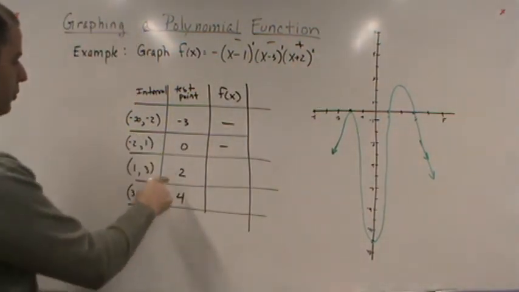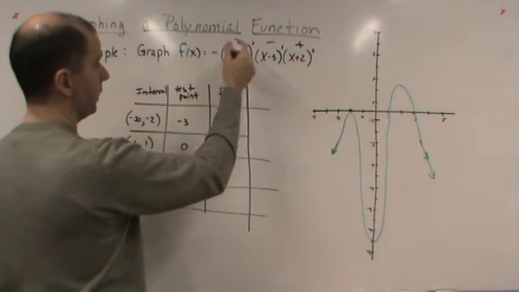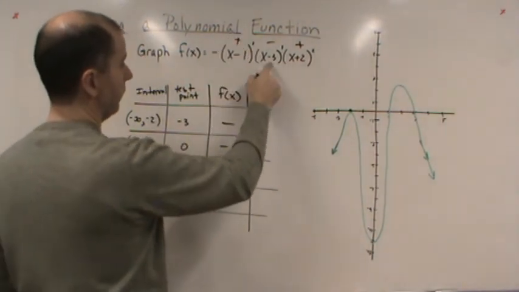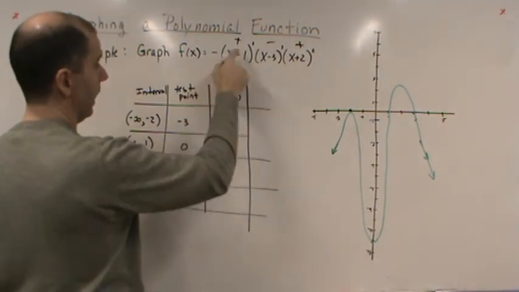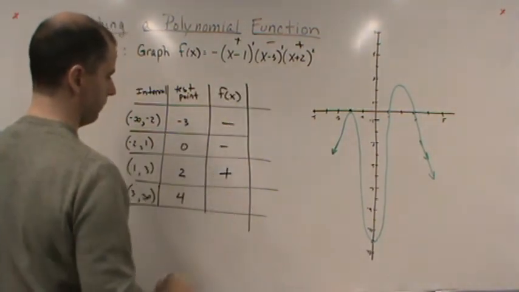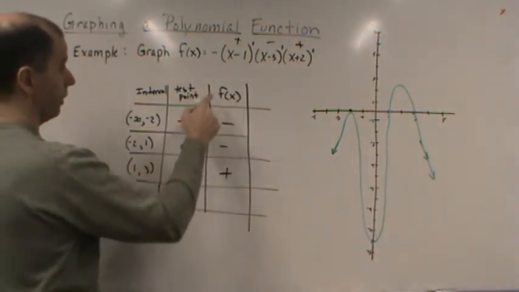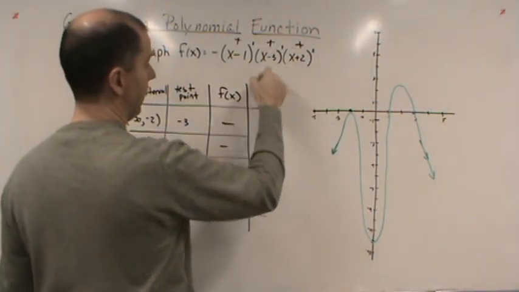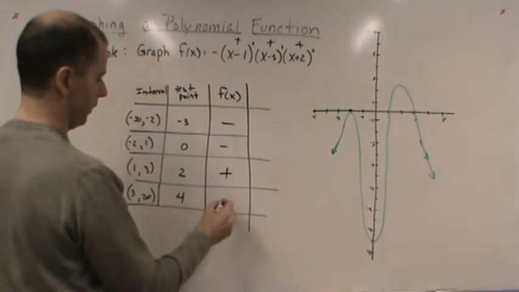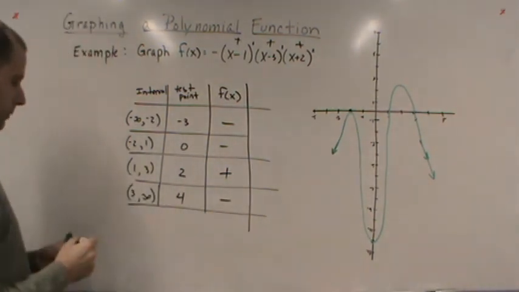Now what about 2? So let's plug in 2. This will become positive. This will stay negative. Of course, this is positive. So now we get positive. And then 4, this is positive, positive, positive. And so we end up with negative.